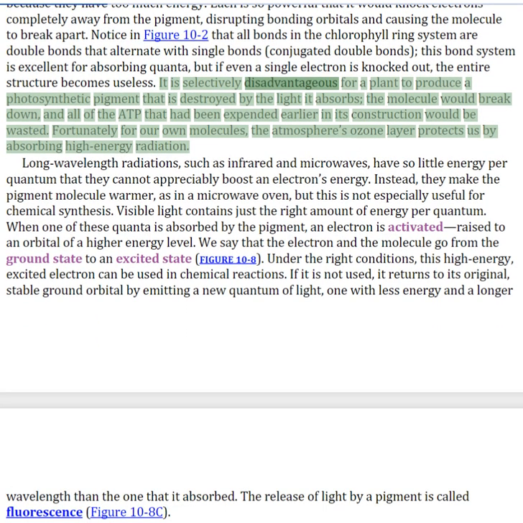It is selectively disadvantageous for a plant to produce a photosynthetic pigment that is destroyed by the light it absorbs. The molecule would break down, and all of the ATP that had been expended earlier in its construction would be wasted. Fortunately for our own molecules, the atmosphere's ozone layer protects us by absorbing high-energy radiation.